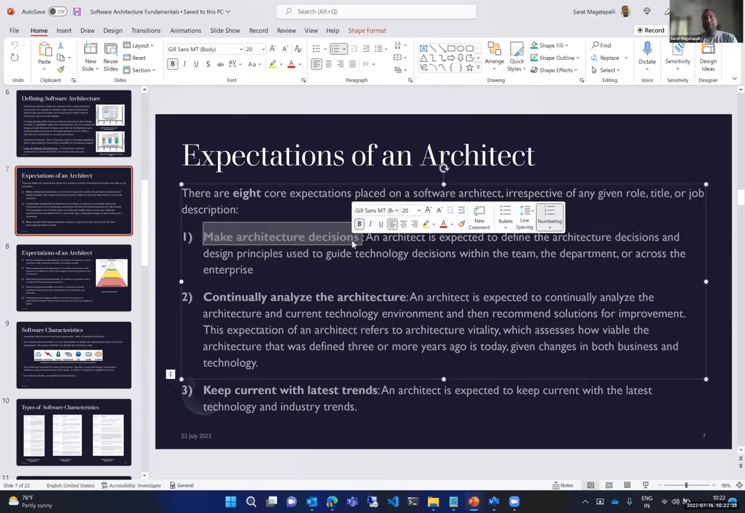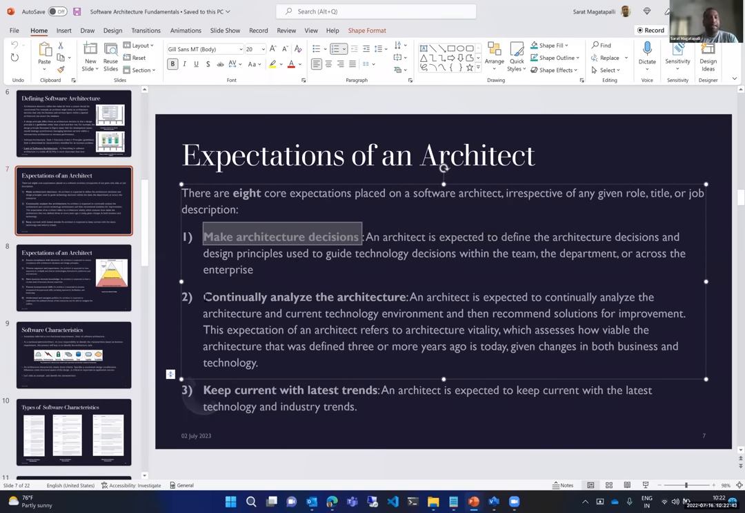You need to make decisions, right? You need to make, hey, we will be going with this architectural style or architectural pattern, right? We will be using so and so standards, right? Those are the things as an architect you need to make.